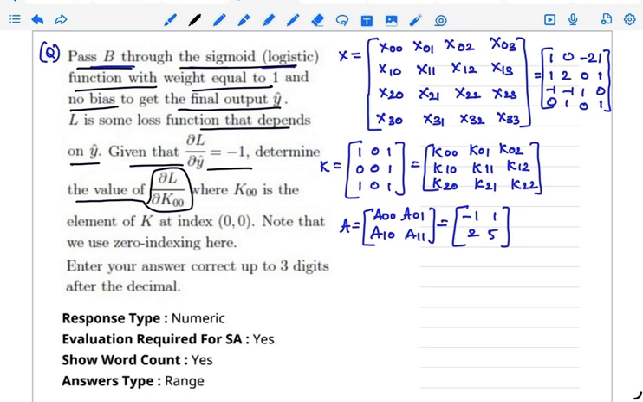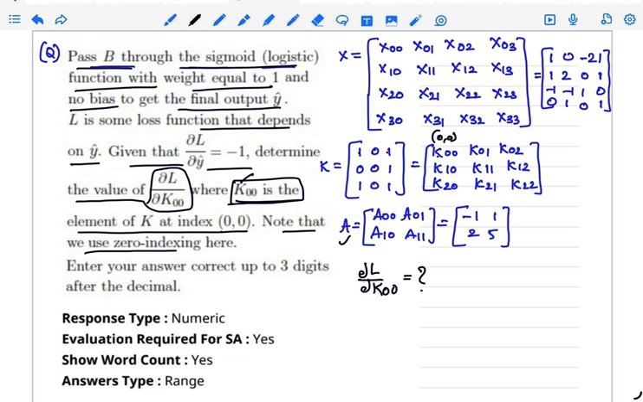Very important, they are asking to find dou L by dou k 0 0, and k 0 0 is the element of the filter K at index 0 0. So please remember, in this question k means the filter. Generally we consider k11, k12, k13 like that, but here they mention the index starts at 0 0, so that is k 0 0, k 0 1, k 0 2, that is 1 0 1 values. So for this question the filter indexing starts at 0 0 and the input X array elements also start at X 0 0. It's mentioned in the question: note that use the 0 indexing here.